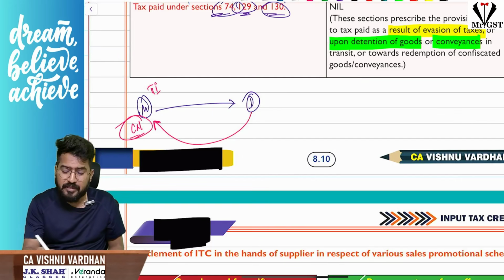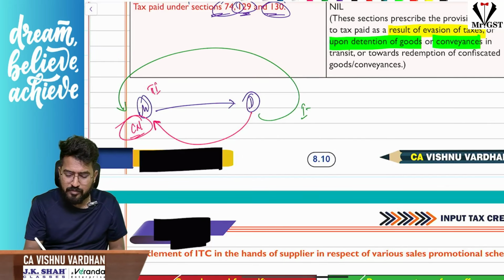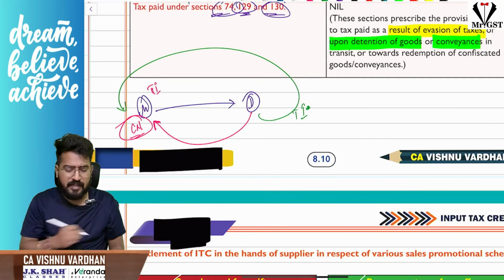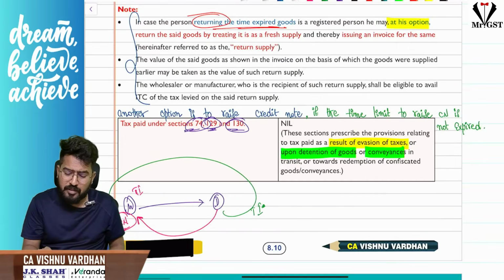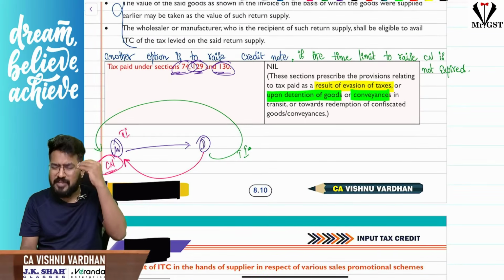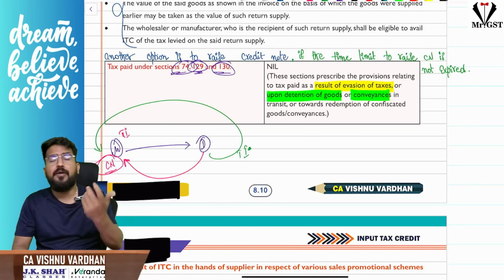Then what should be done? Then you raise a tax invoice on me. You raise a tax invoice on me, charge GST from me and give it to the government. So simple. This option is equally applicable, this clarification applies to all the goods which are returned to the manufacturer because of time expiry.